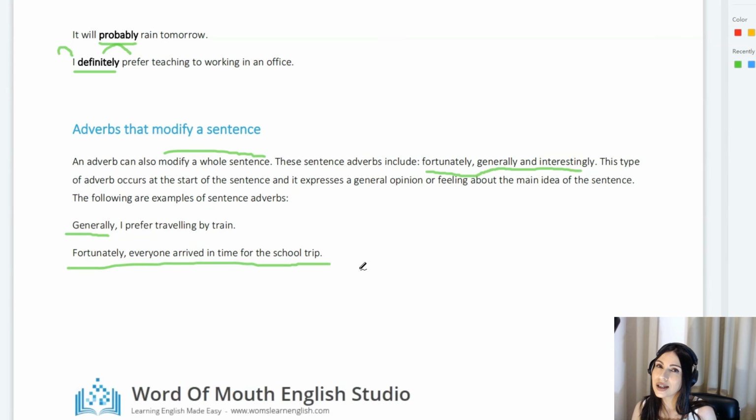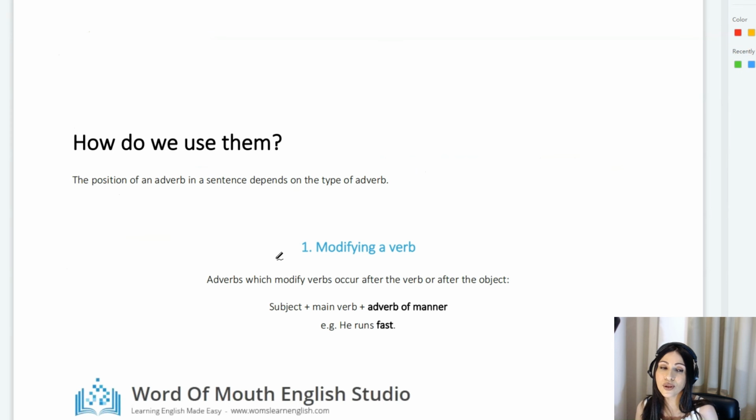Again, think about punctuation. Here we can see that the use of the comma is usually employed after the adverb that modifies a sentence. And how do we use them? Well, the position of an adverb depends on the type of adverb. For instance, adverbs that modify verbs usually come or appear after the verb or after the object itself. We usually start the sentence off with a subject, followed by our main verb, and then followed by the adverb of manner, such as in the sentence, he runs fast, not fastly.